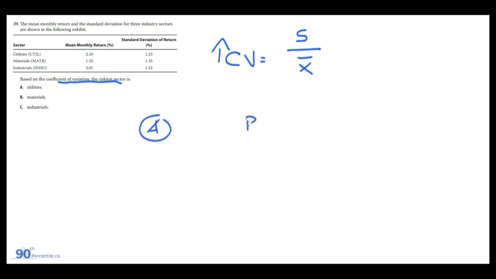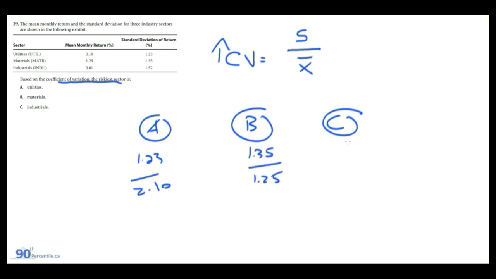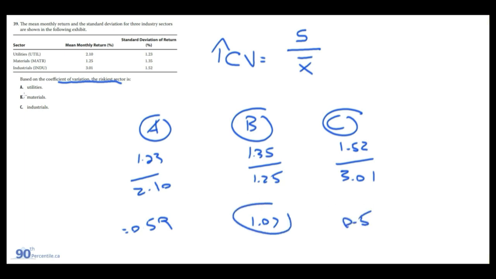So we can do it really quick. So A, B, C. A is going to be standard deviation of utilities 1.23 over 2.10. B is 1.35 over 1.25. C is 1.52 over 3.01. And if we run these out, bear with me one sec. This is 0.59. This one's going to be like 1.07, just doing mental math. And then this one is roughly 0.5. So the answer is going to be B.